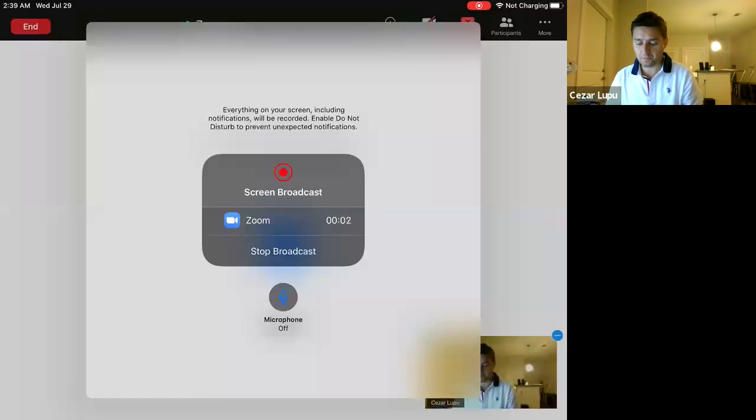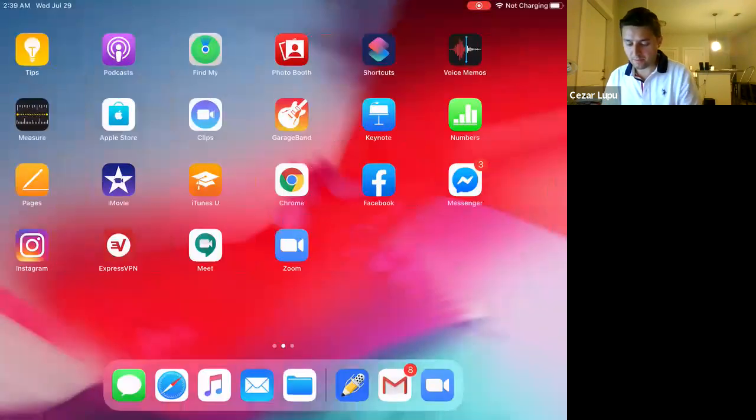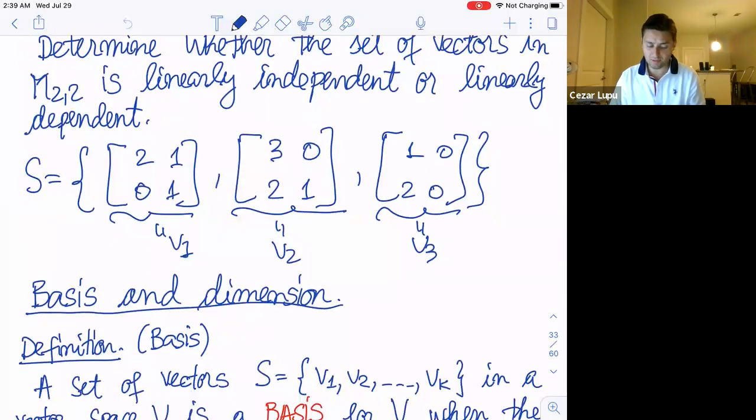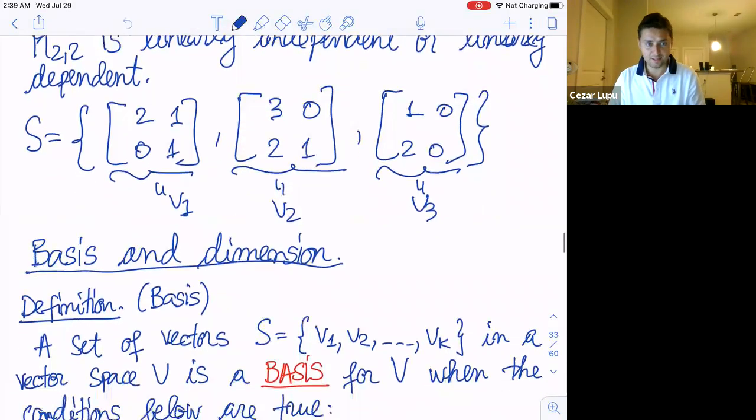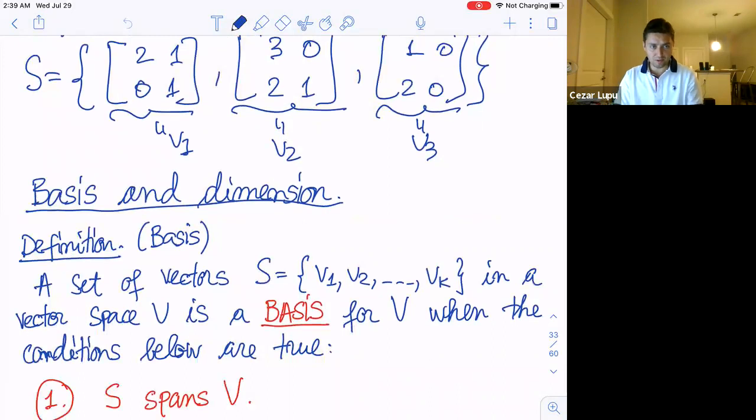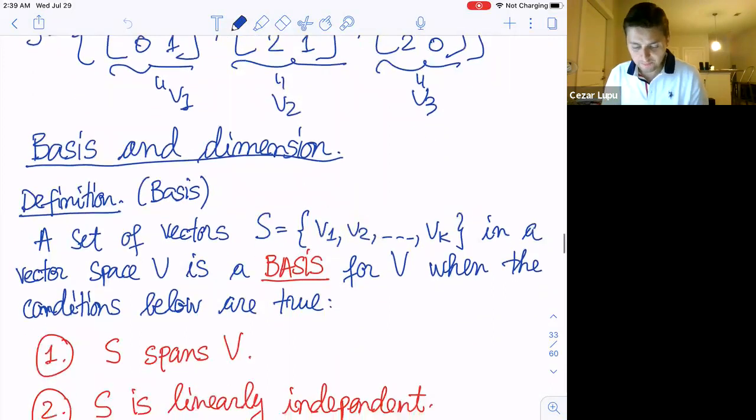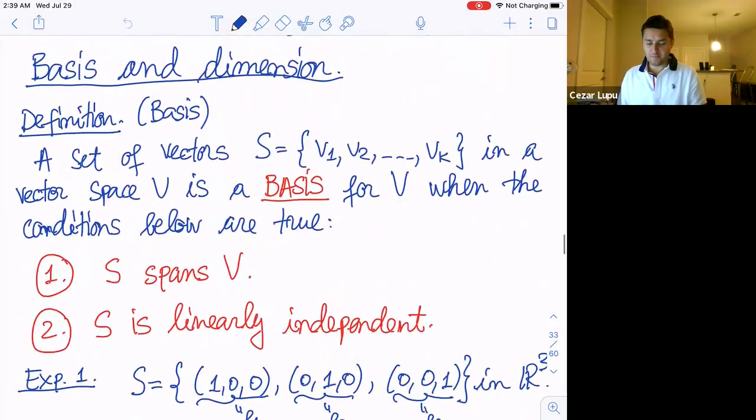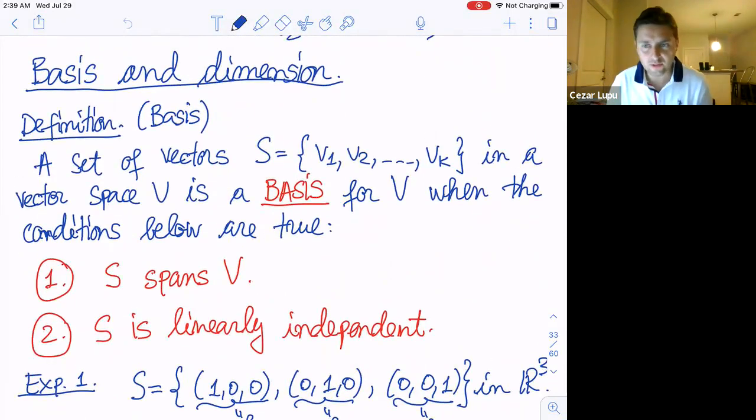So we will start with basis and dimensions of a vector space. Usually I don't like to read from notes, but since I have already written all of them down, I will do it. So let's start with basis and dimension. As you can see the definition here, probably it will go faster, I assume.